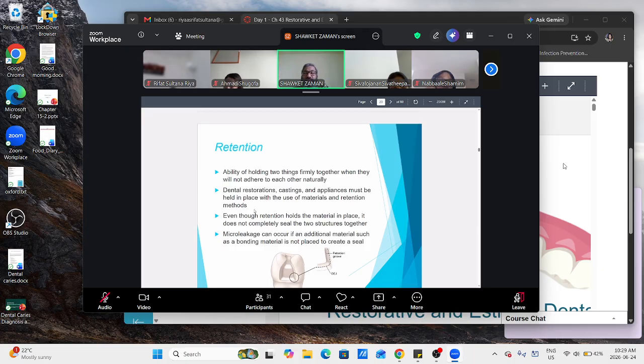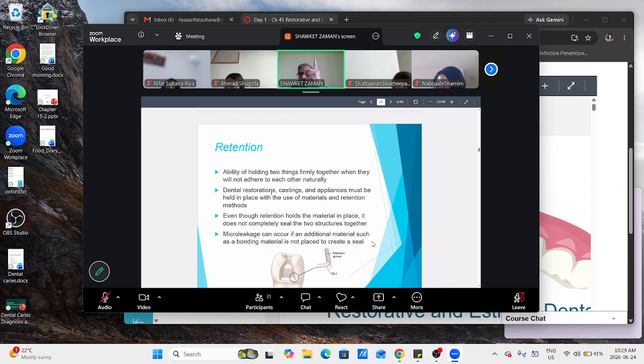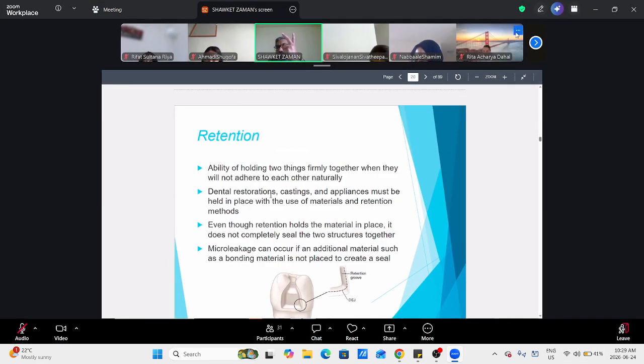So that's why dental materials or dental restorations, castings and appliances must be held in place with the use of materials and retention methods. And there are three retention methods. This is very important for everybody to remember. There are three ways the tooth will be attached with the dental materials. What are those three? One is chemical bonding. One is micromechanical bonding. One is mechanical bonding.